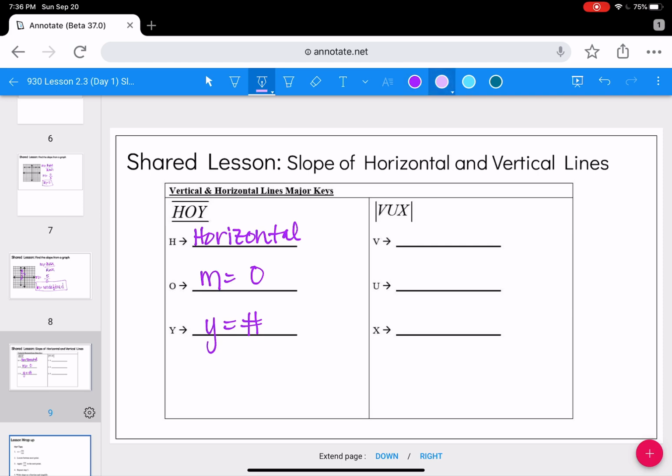Now you also have VUX here on the right side. The V stands for vertical, because it's a vertical line. The U stands for m is equal to undefined, like we saw in that last problem. And how you would write an equation of this line would be x is equal to a number. So if you got x is equal to 4, you would have a vertical line at 4, and your slope would be undefined.